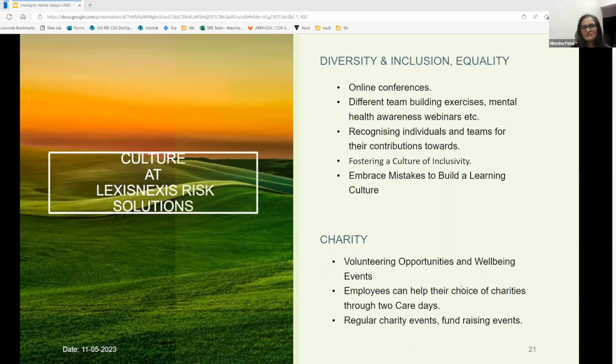Also, the next one is linked to that: embracing mistakes to build a learning culture. By embracing mistakes, I mean there's no blame culture. We don't blame anyone for a mistake, but we accept the mistakes and try to learn from them and build a learning culture. It's one kind of inclusivity. So, no blame culture or anything like that.